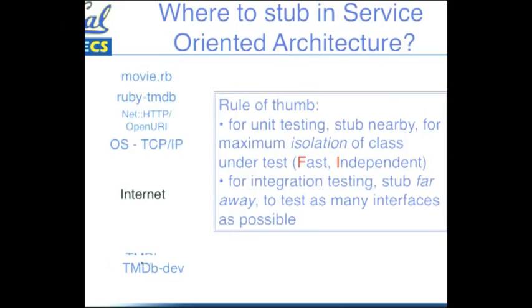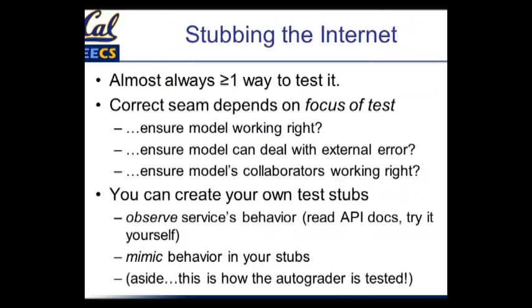So the moral of the story for stubbing the internet is, first of all, there's almost always more than one way to do it. And the right place to do it depends on what the focus of the test is. Are you worried about whether the model is working right? Then actually everything below the model is kind of irrelevant. You want to make sure that the model can deal with an external error. If so, stub the thing the model depends on and force that error to occur.